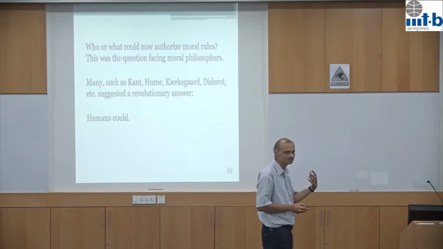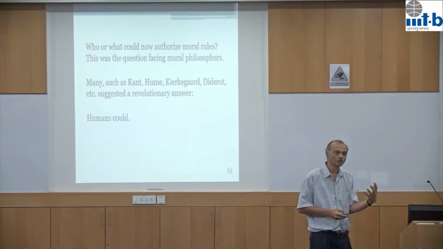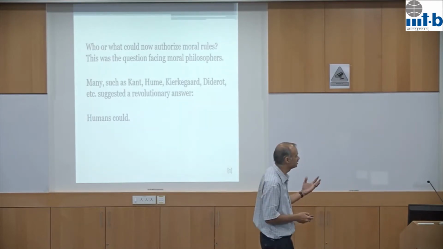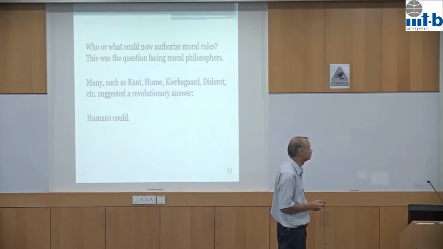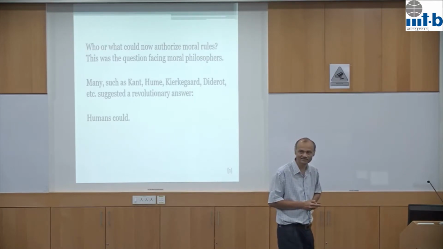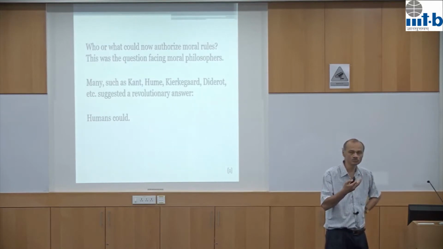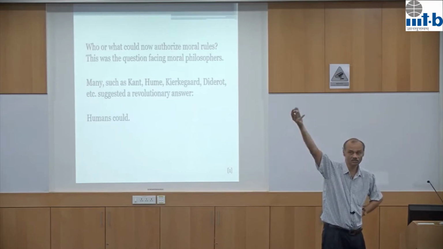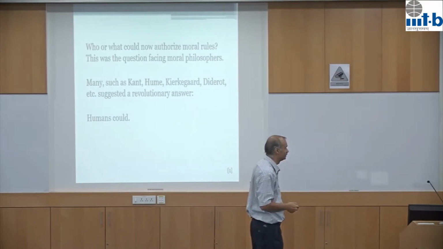So if one rejects God and one rejects community and tradition, where do values come from? This is a question the philosophers were asking, and the answer they gave was humans. Humans could define values. They will not come from outside, neither from community nor from religion, but from humans themselves.